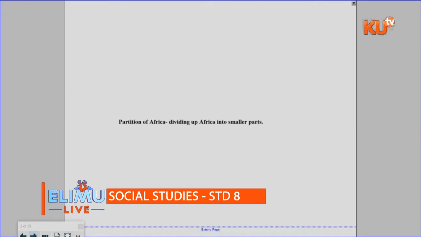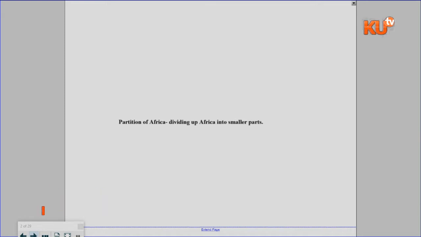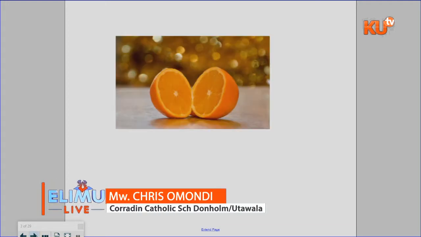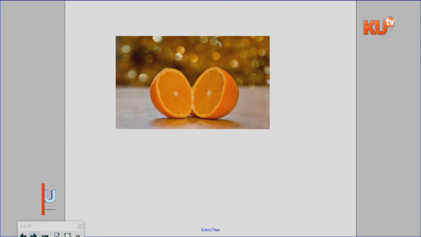Then, I've tried to partition one of my oranges, and of course, I've divided that orange into two portions, the first part and the second part. So you are now going to understand that the word partition, in simple terms, means to divide. You can divide the portion of your garden into smaller portions, or you can divide whatever you have into smaller portions. That is what you mean by the word partition.